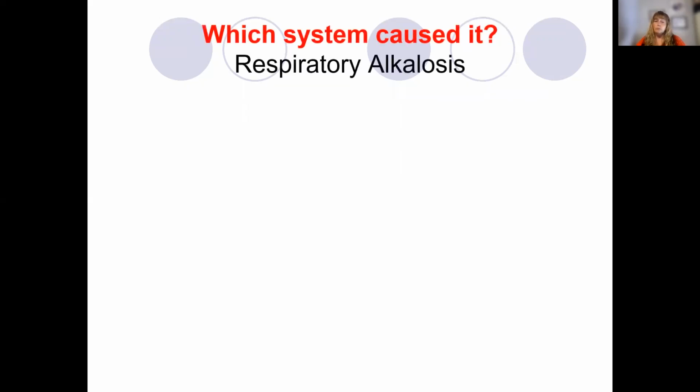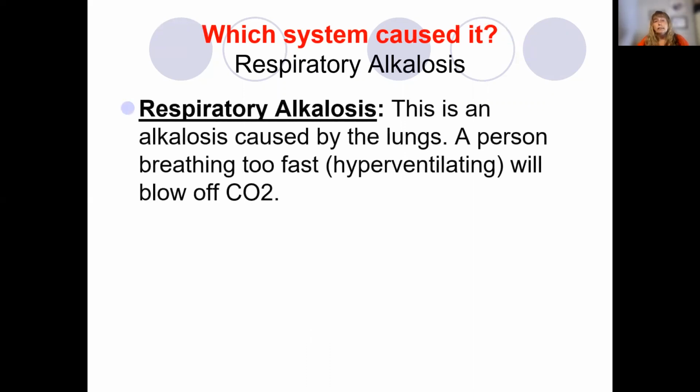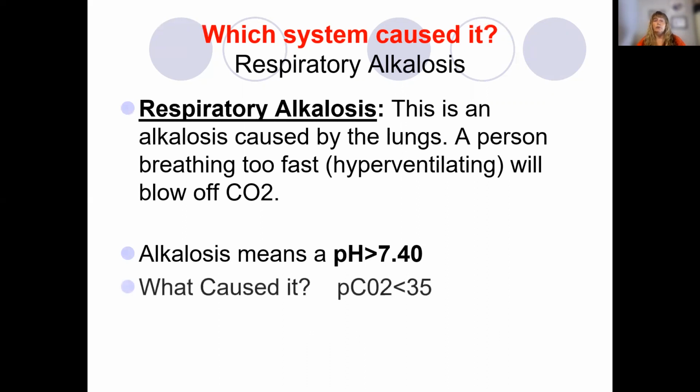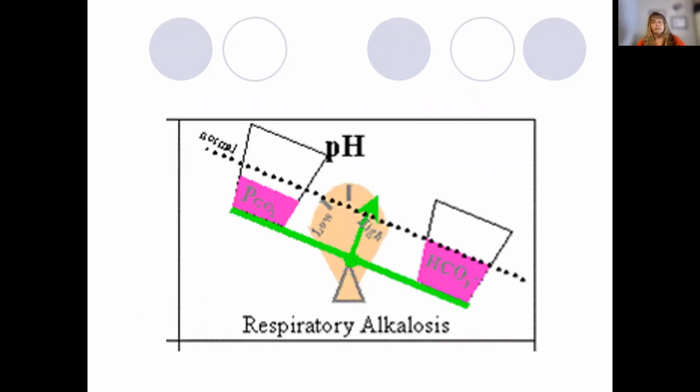So we're going to talk about respiratory alkalosis first. A respiratory alkalosis is an alkalosis caused by the lungs, by a patient hyperventilating. They're breathing too fast, they're breathing too deep, and they're going to blow off carbon dioxide. An alkalosis means a pH of greater than 7.40. And what caused it with a respiratory alkalosis is a CO2 of less than 35. And here's a lovely little visual of that on the scale.